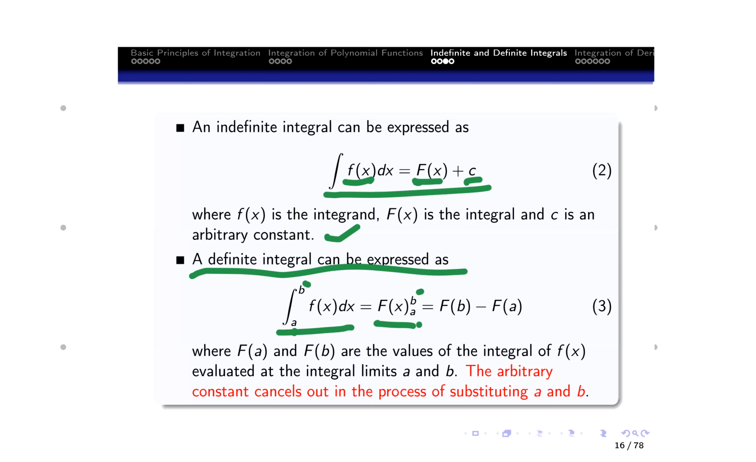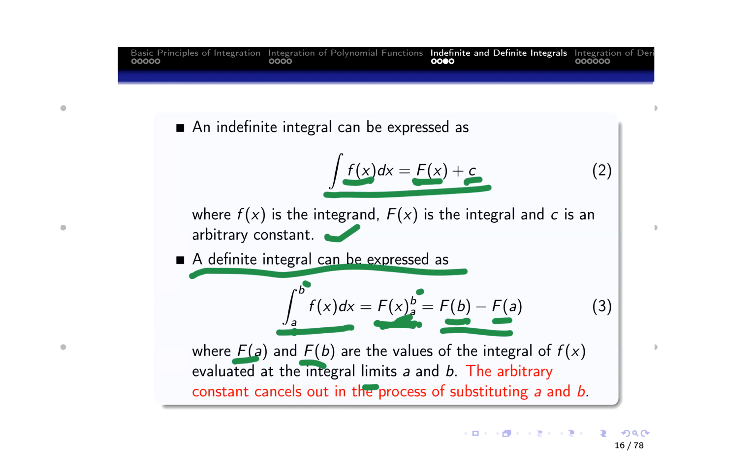That means you evaluate it at b, you have F of b, then minus, you evaluate at a, you have F of a. So F of b minus F of a, where F of a and F of b are the values of the integral F of x evaluated at the integral limits a and b. So it means that once an integral has limits, then the result you are going to get is definite. And that means you are going to get a number, a numerical value, a constant as the answer. So the arbitrary constants cancel out in the process of substituting a and b. That's why you don't get to see the c here at the end of the day, right? So that's the difference between definite and indefinite integral.